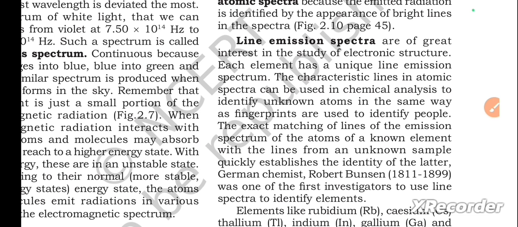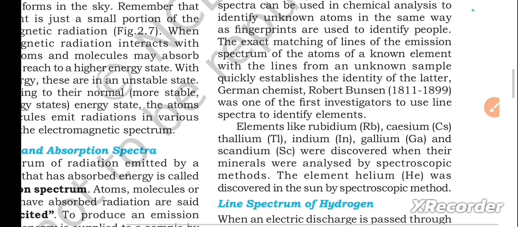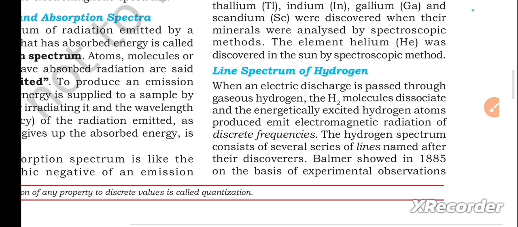The exact matching of lines of the emission spectrum of the atoms of a known element with the lines from an unknown sample quickly establishes the identity of the latter. German chemist Robert Bunsen, 1811 to 1899, was one of the first investigators to use line spectra to identify elements. Elements like rubidium, cesium, thallium, indium, gallium, and scandium were discovered when their minerals were analyzed by spectroscopic methods. The element helium was discovered in the sun by spectroscopic method.